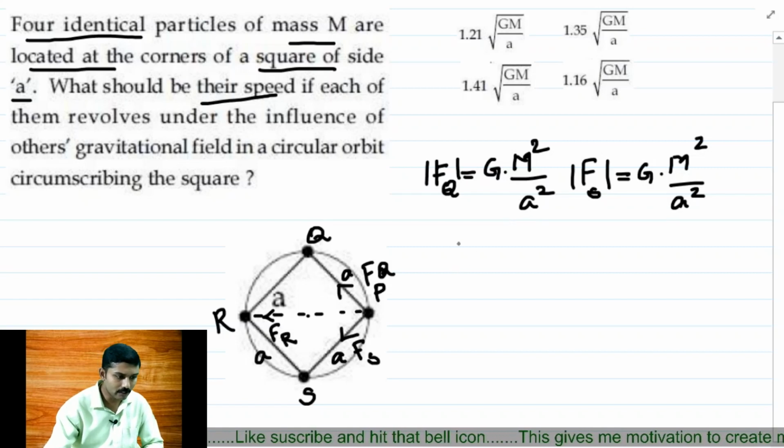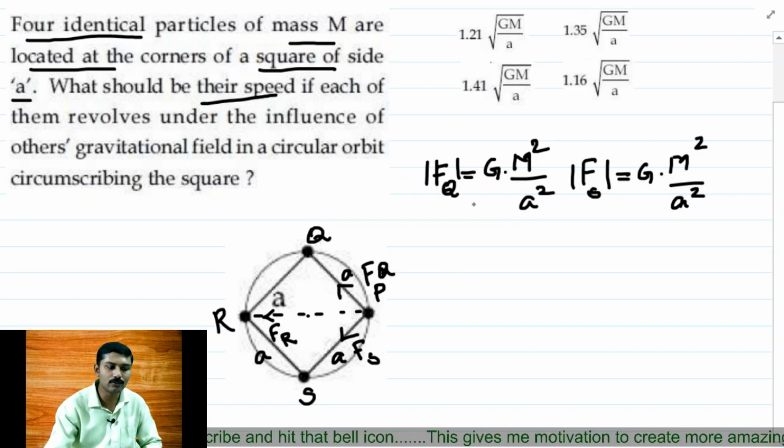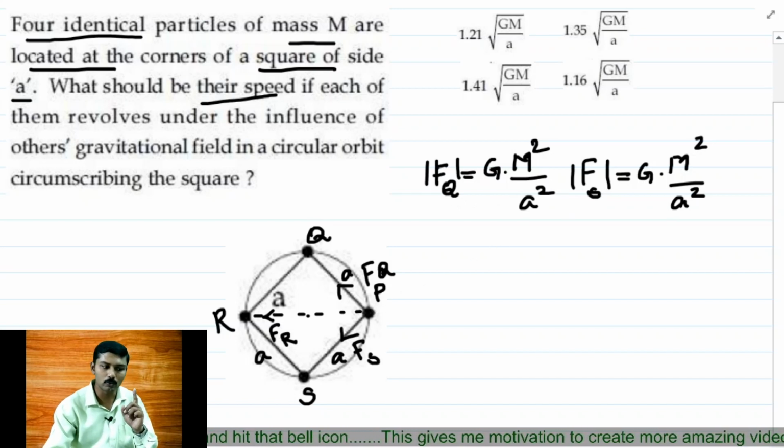Okay, now let's calculate the resultant of these two forces. These two forces are acting on the point P by the masses at Q and S, and they make an angle of 90 degrees between each other. So what will be the resultant force? How will you calculate the resultant force? For that we have to use the parallelogram law of vector addition.